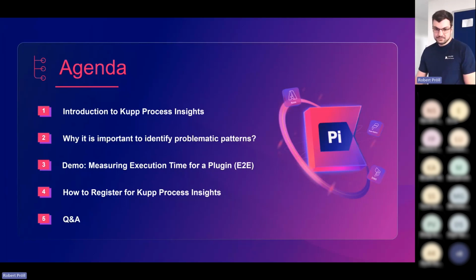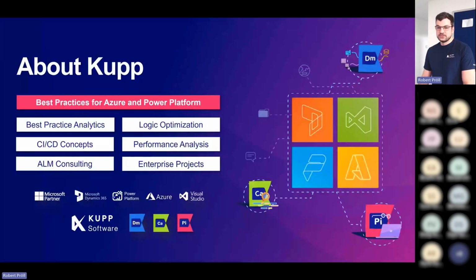Quick info for those of you who don't know us. We are Kupp Software, based in Austria, and we are an ISV focused on logic optimization, quality analytics and so on. We have a couple of different tools to simplify the life of developers, but also architects. Today we are focused on the platform where we can analyze the system without changing code. We have one platform with a good overview of different components in Azure and Power Platform and so on.